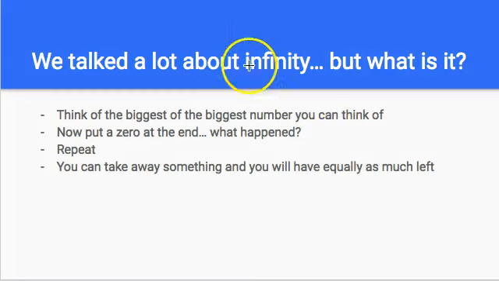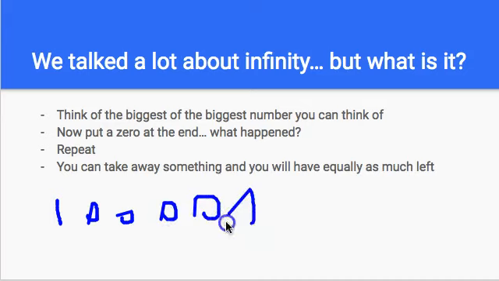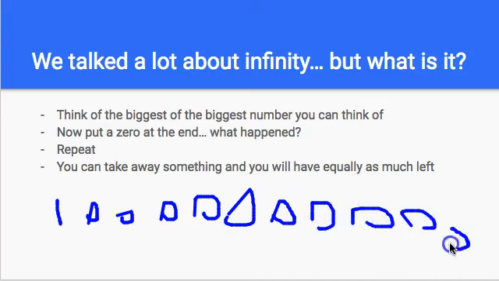Any number. Now, put a 0 at the end. So let's try that out. I'm going to put a huge number, the biggest number I can think of. Not really, but okay. Then we can always add a 0. But then we can add a 0 again, and again, and again. And this process could go on forever.